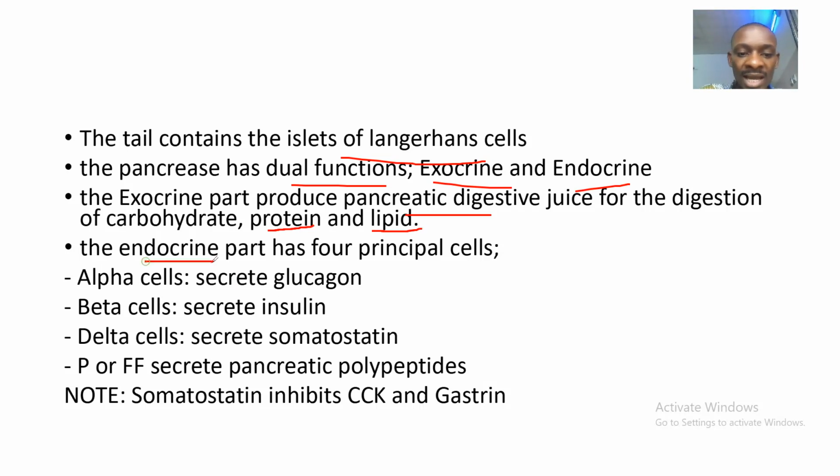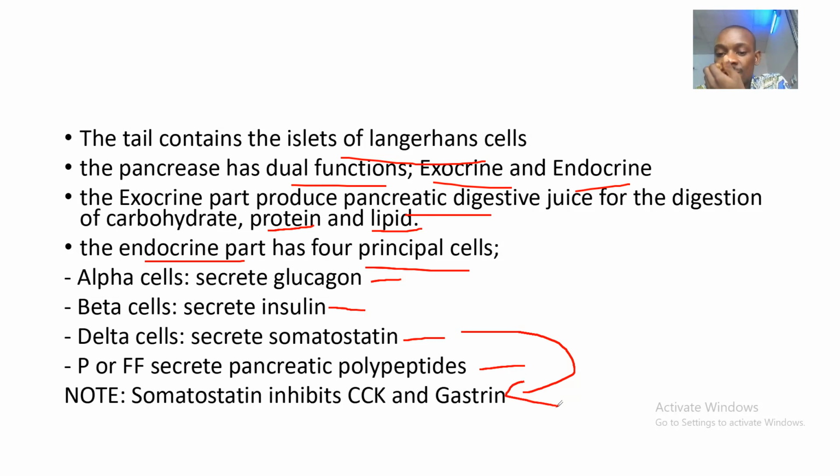Next, the endocrine part has four principal cells. The alpha cells secrete glucagon, the beta cells secrete insulin, the delta cells secrete somatostatin, and the PP or F cells secrete pancreatic polypeptide. You should note that somatostatin inhibits cholecystokinin and gastrin. That's in GIT though.